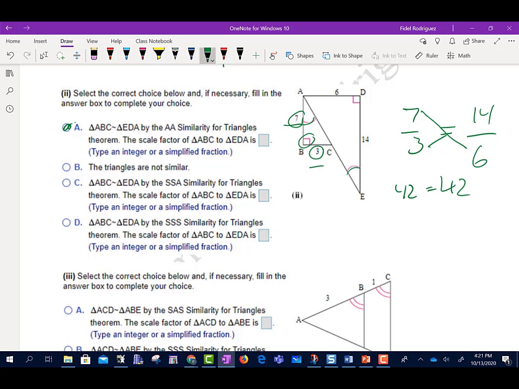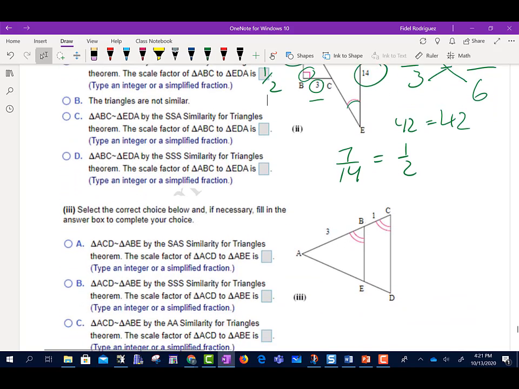And my ratio from triangle ABC to EDF, if I were to take one of them, like say 7 over 14, 7 over 14 is going to be 1 over 2. Okay.